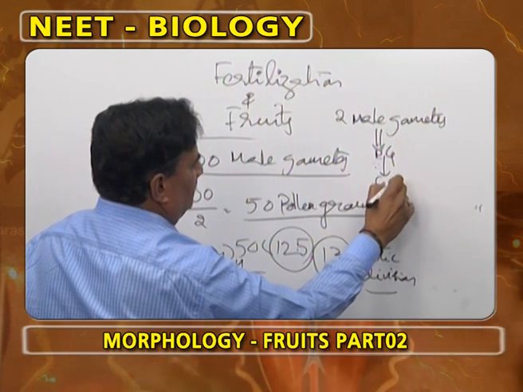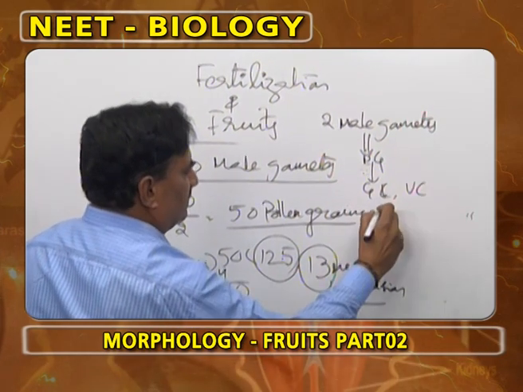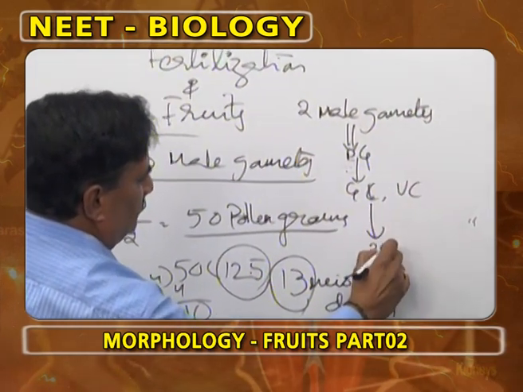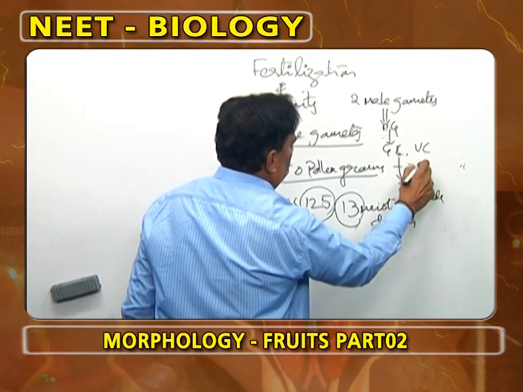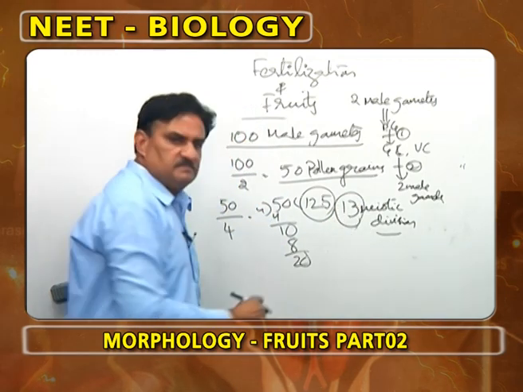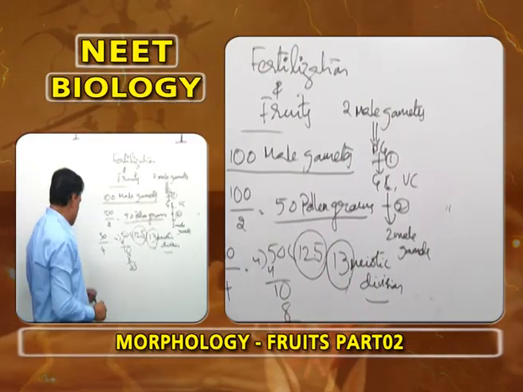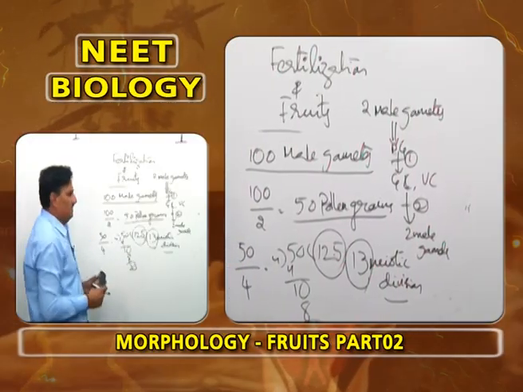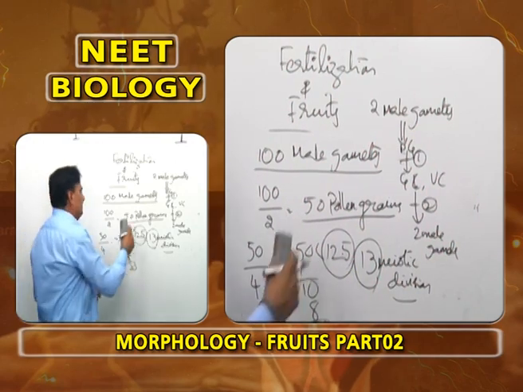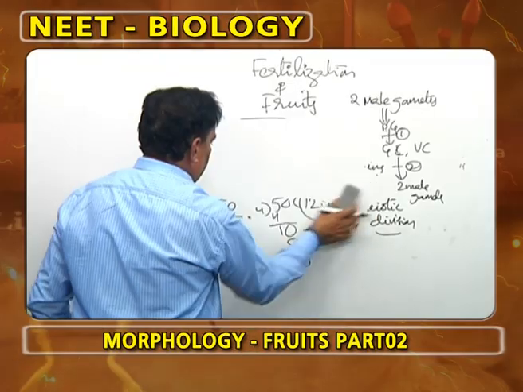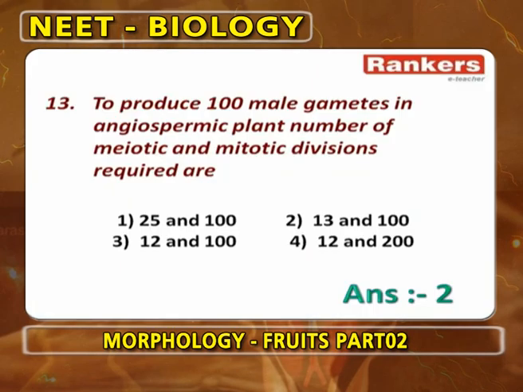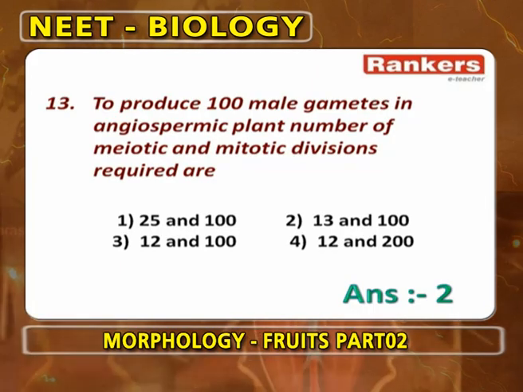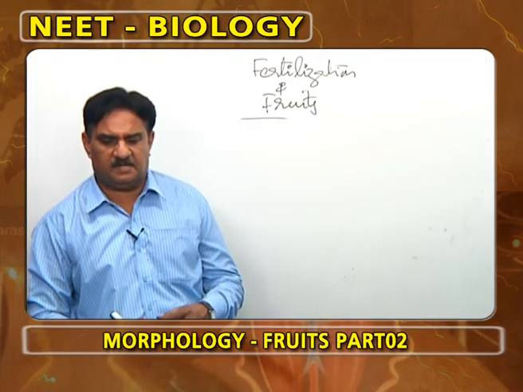to produce a generative cell and a vegetative cell. The generative cell divides and produces 2 male gametes. So to produce two male gametes, two mitotic divisions are required. To produce 100 male gametes, 100 mitotic divisions are required.